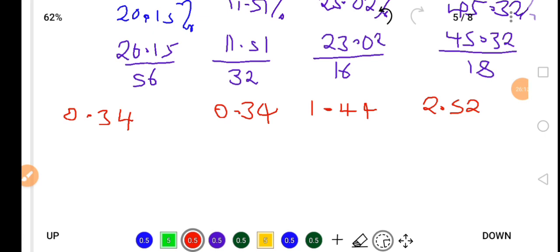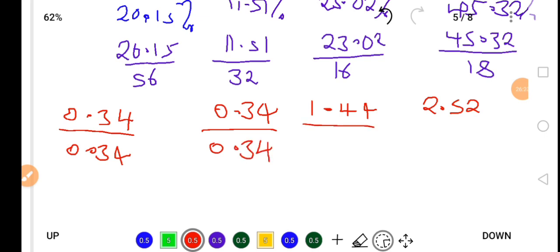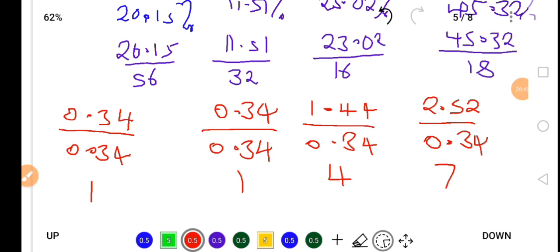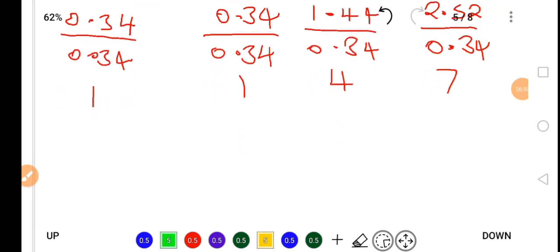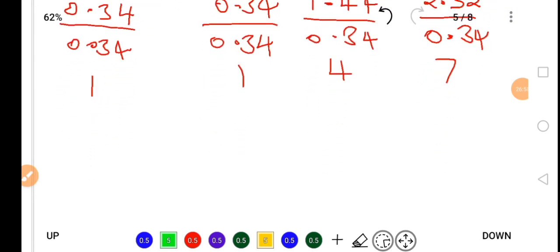So each now over 0.34, over 0.34, over 0.34, over 0.34. Here the number of atoms now will be 1. Here the number of atoms is 1. Here when you divide, the number will be 4. Here the number will be 7. Okay, so now you can write the empirical formula since you know the number of atoms.